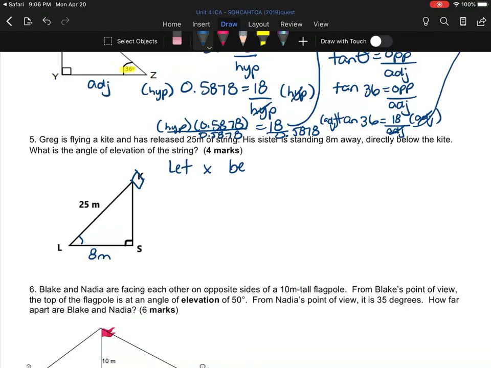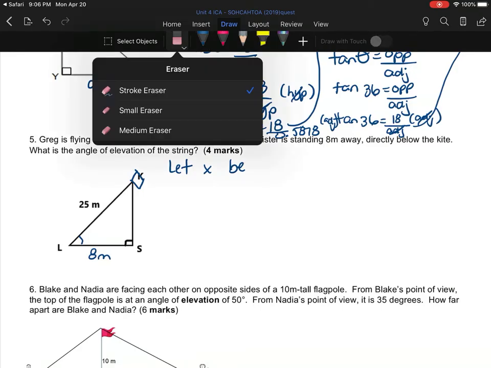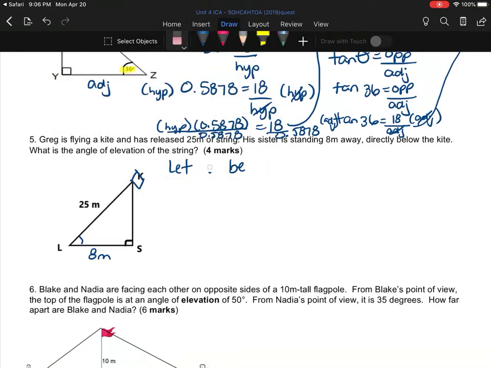Okay, so when you do a word problem, of course, we want a let statement. So let X be, or in this case, maybe you want to use theta. Actually, let's do that.